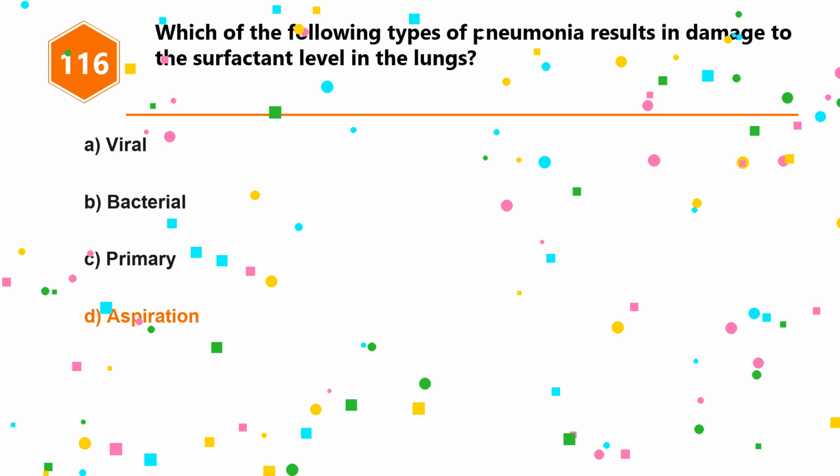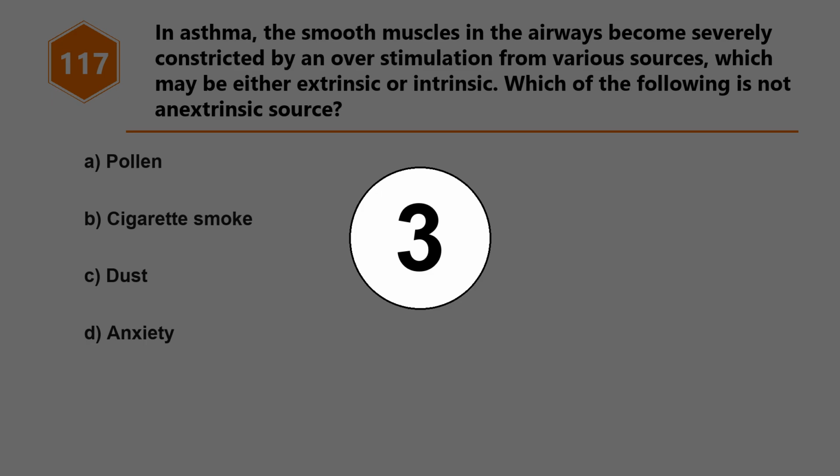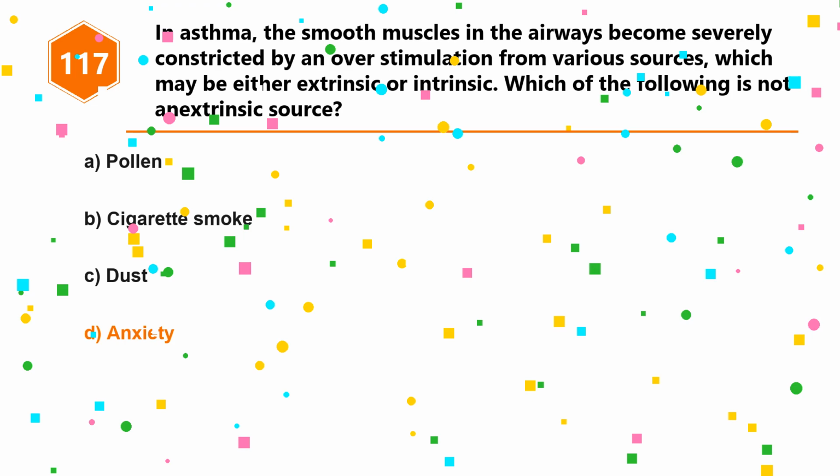Aspiration. Question 117. In asthma, the smooth muscles in the airways become severely constricted by an overstimulation from various sources, which may be either extrinsic or intrinsic. Which of the following is not an extrinsic source? Option A. Pollen. Option B. Cigarette smoke. Option C. Dust. Option D. Anxiety. The correct answer is option D.